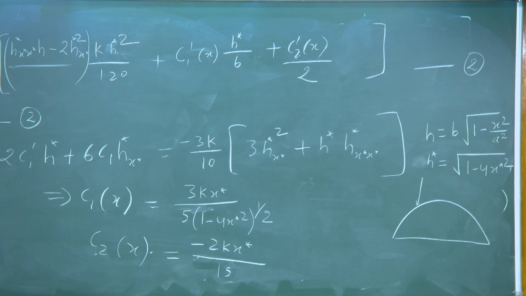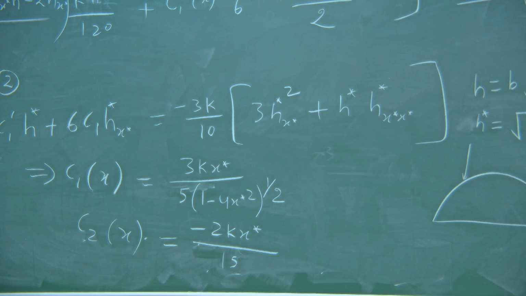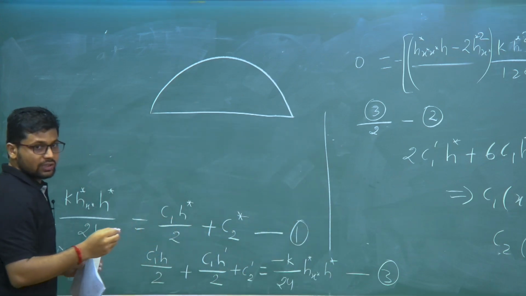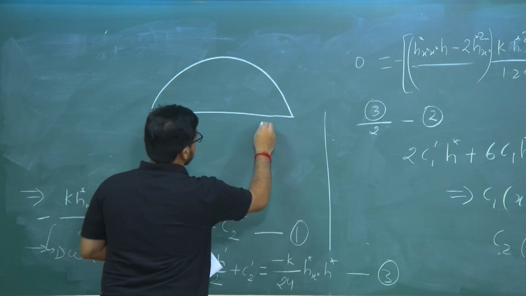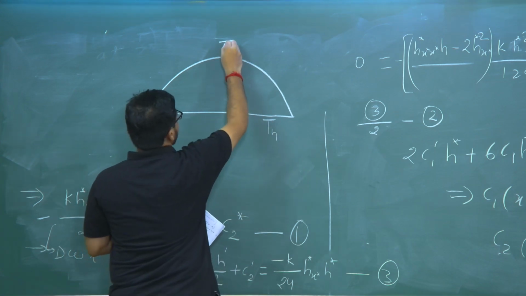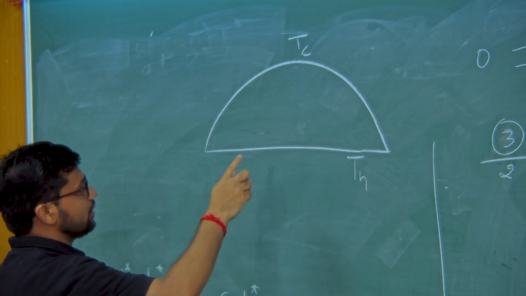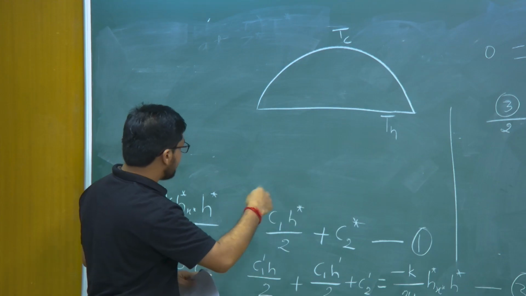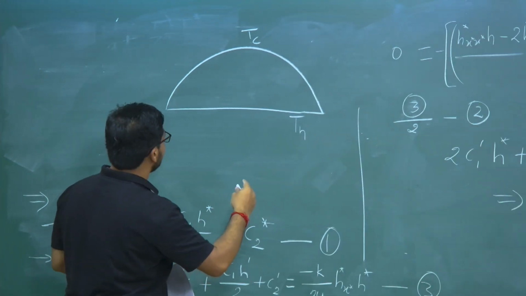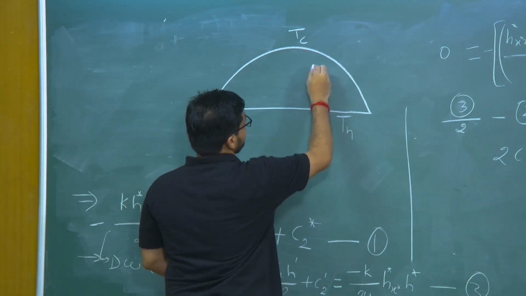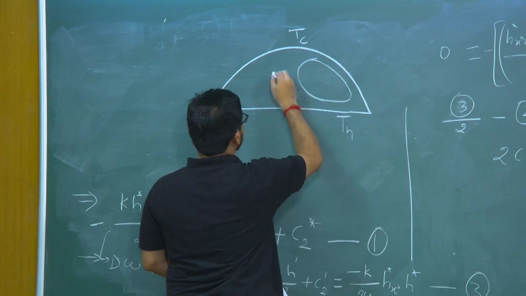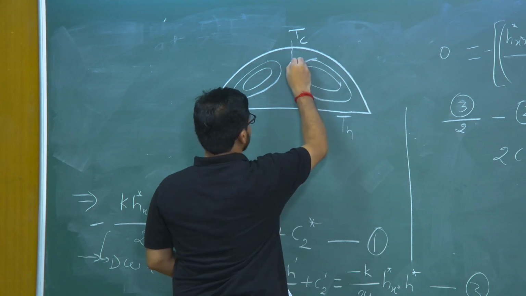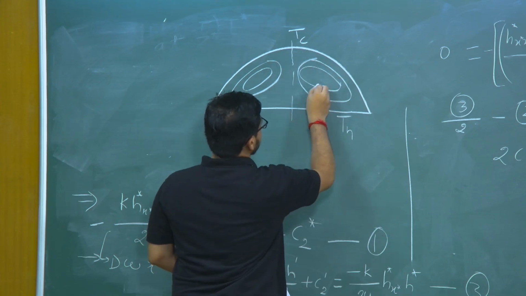So, this is the last of this class. What I want to show you is how the flow will look, because that was our motivation for doing this problem. This surface was at Th, this surface was at Tc, and the aqueous humour starts to flow because of the temperature gradient. Using this u and w, because you have calculated C1 and C2, if you plot the stream function, you will get a circulation like this. So, this is your center line, and it will flow like this.